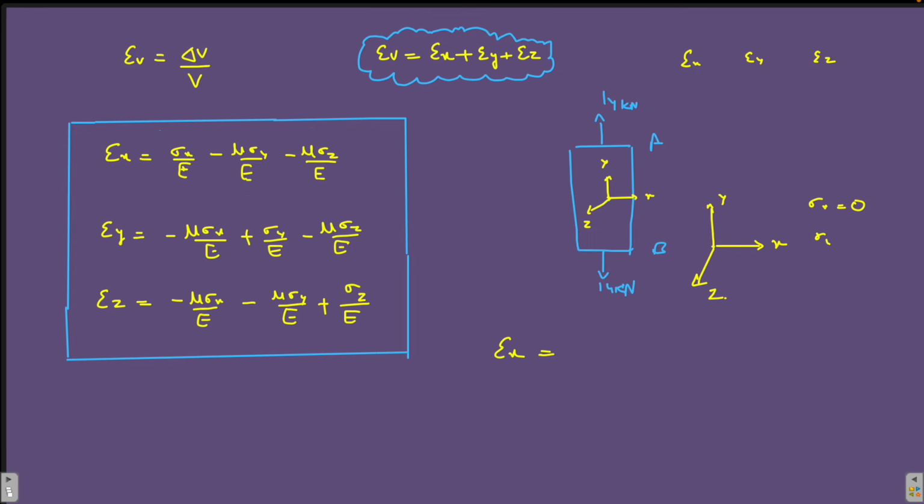Sigma y is how much? Sigma y is the load, 14 kilonewton, divided by whatever is its cross-sectional area. Cross-sectional area is 20 into 20 millimeters, right? So it's kilonewton per millimeter square. Now sigma z is, again, there is no stress acting in the z direction, so it is again 0, right?